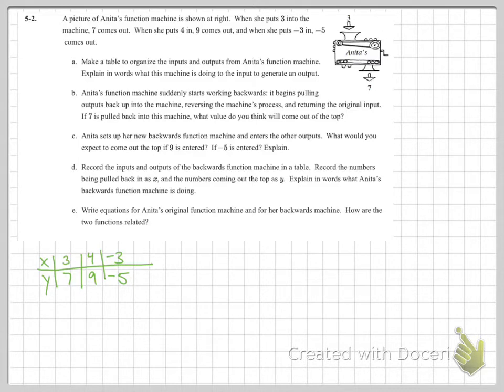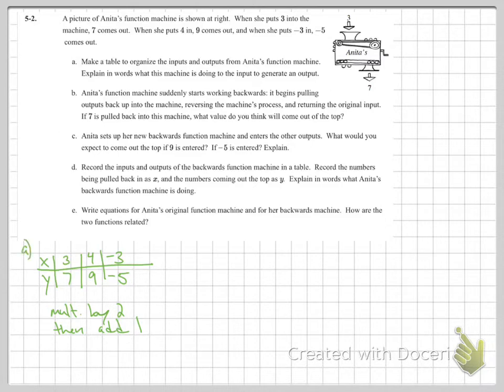Okay, so how can I go from 3 to 7? Times 2 plus 1, does that work? 4 times 2 plus 1 is 9. -3 times 2 plus 1 is -5. So definitely it is multiplying by 2, then add 1 in words. That's what it wanted.